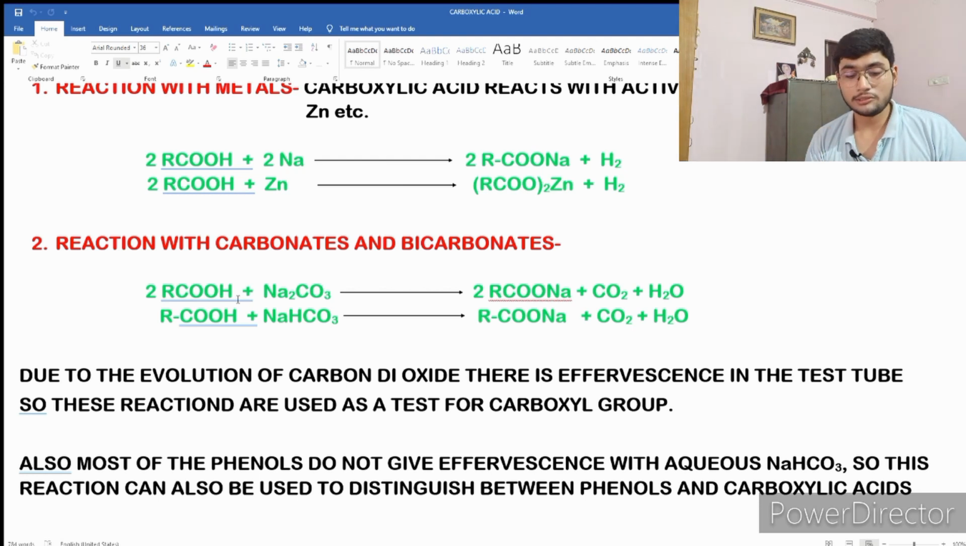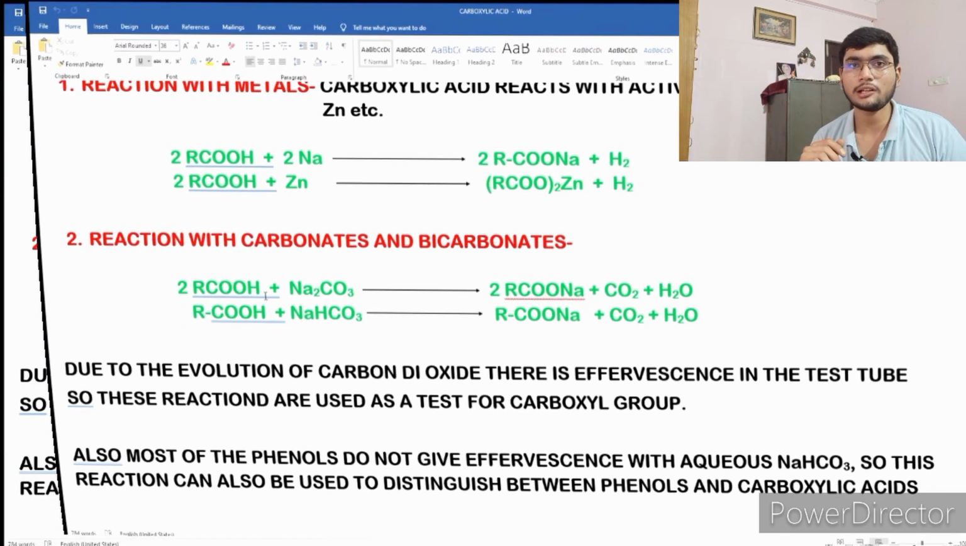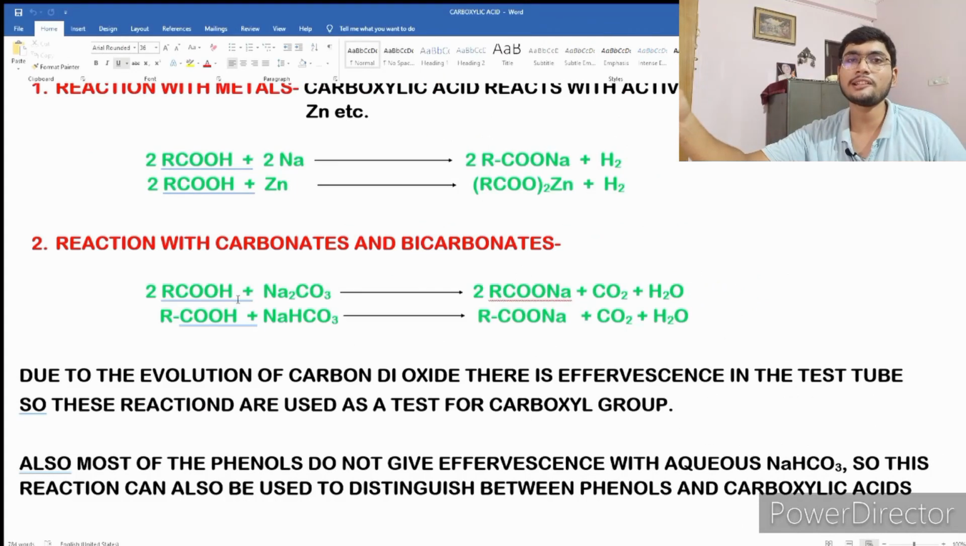So these reactions can be used as a test for determining the functional group of the organic compound you were given. If you are given an organic compound and asked to check its functional group, by reacting that compound with sodium carbonate and sodium bicarbonate, if you see effervescence in your test tube, that means the functional group of that organic compound is a carboxyl group.